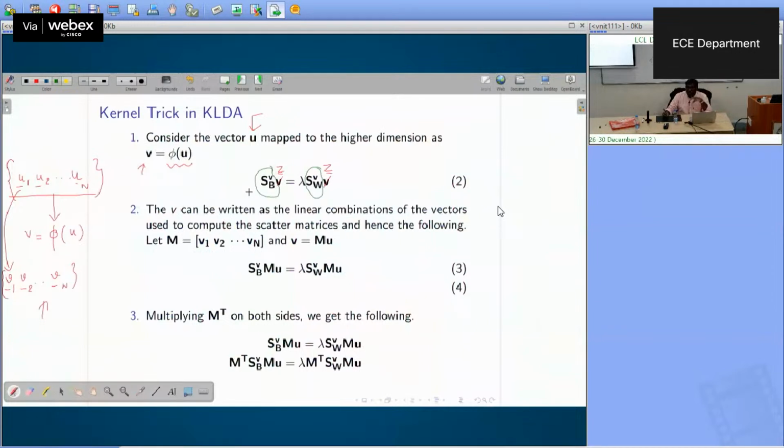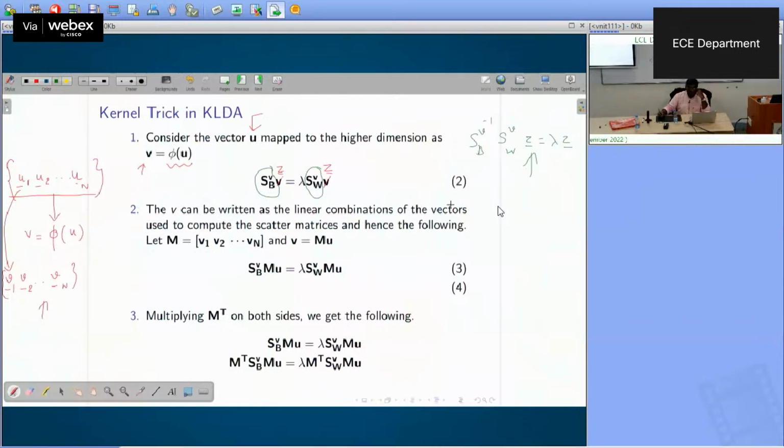And you know that Z is the eigenvector satisfying this, right? SW inverse SB. I am calling it SWV inverse SBV. So this is what I am interested in. My interest is to get this Z, the eigenvectors in the higher dimensional space. That's what we really need, right? Once you get Z, what will you do?